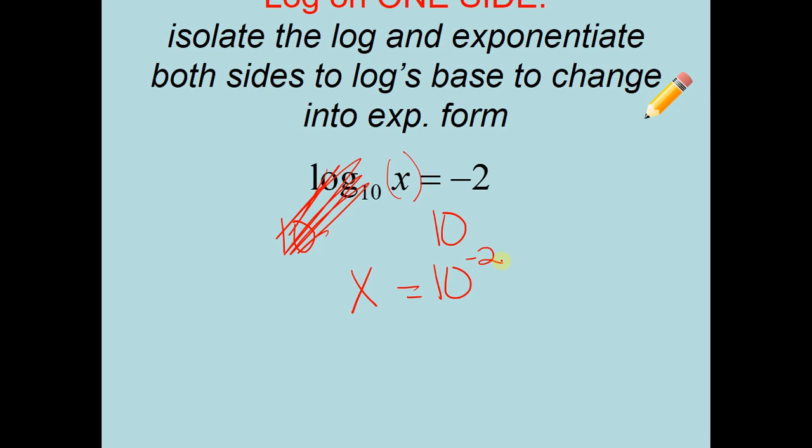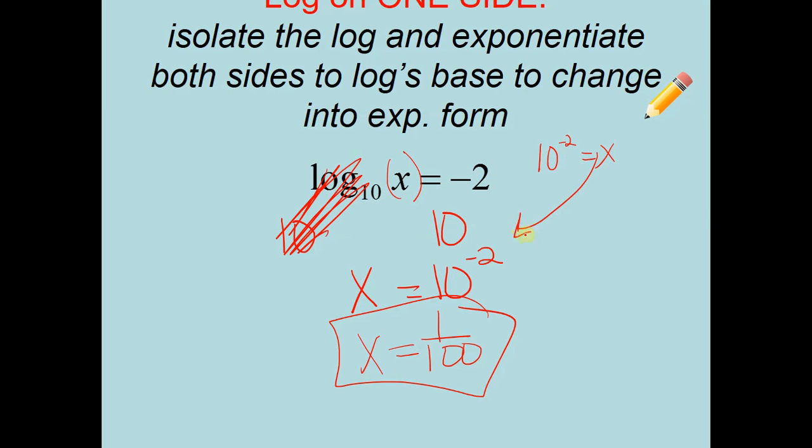Which gives me an answer of 1 over 100. Now, if you don't like this whole exponentiating thing, this can also be converted using our conversion form. Because we can go 10 to the negative 2 equals x, and notice we get the same answer. That's why we're allowed to use the exponential shortcut. Exponentiating both sides is the reason for it.